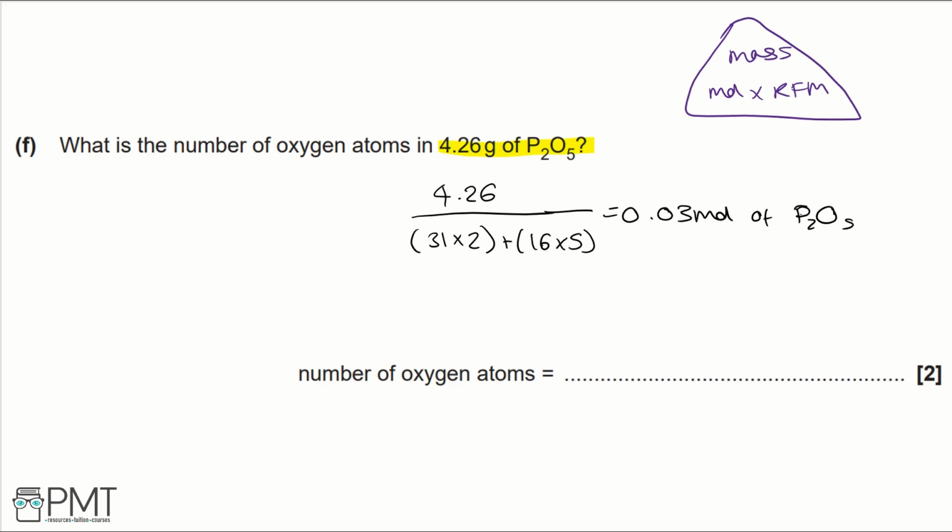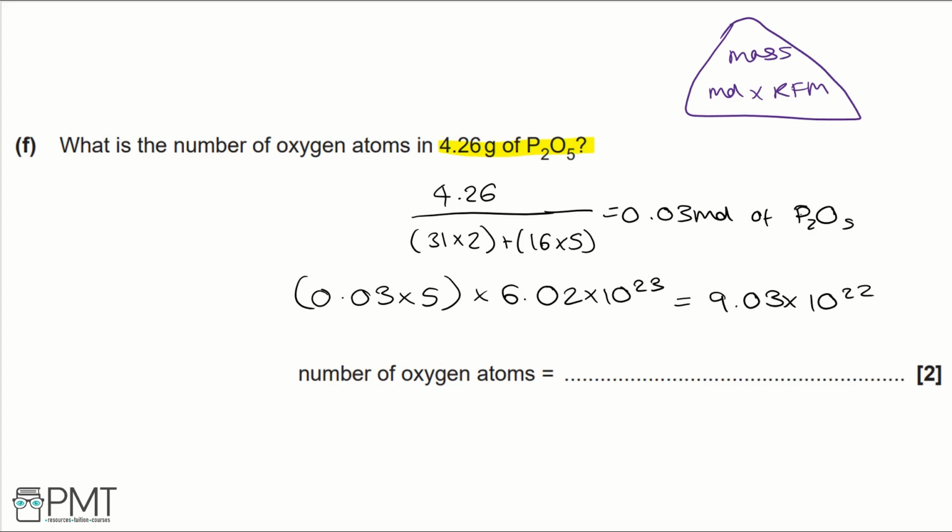Now we need to work out the number of oxygen atoms, so we're going to do 0.03 times 5. This is because there are 5 oxygens in P2O5, and we multiply all of this by Avogadro's constant, which is 6.02 times 10 to the 23. That gives us 9.03 times 10 to the 22 atoms of oxygen. So we write this on the answer line for this question: 9.03 times 10 to the 22.